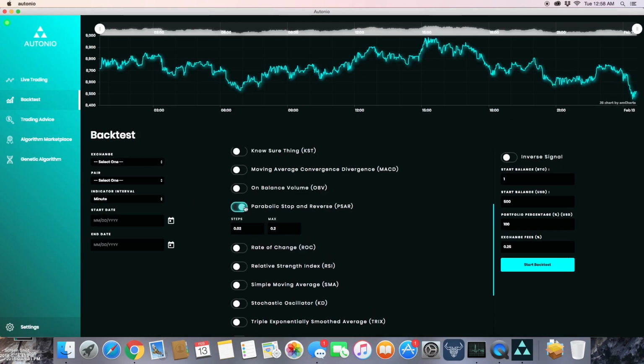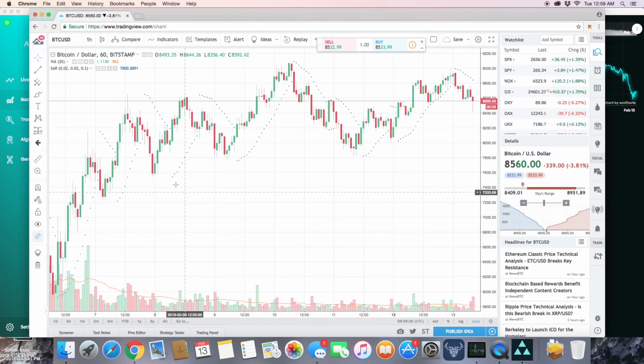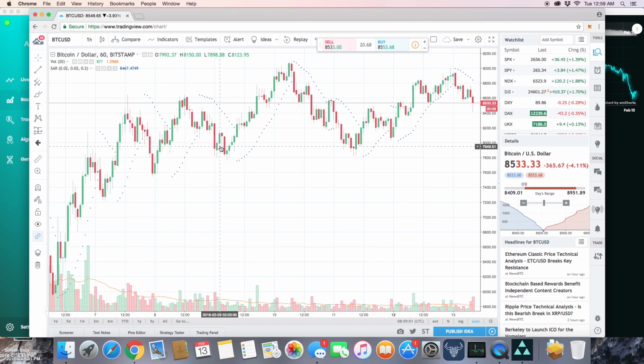And next up, we have the parabolic stop and reverse, or the PSAR. The PSAR is an indicator that forms a parabola composed of small dots that are either above or below the trading price. Let me pull up the Bitcoin chart, and you can see here we have PSAR below and PSAR above. When the parabola is below the asset price, it acts as a support and a trail stop area while indicating bullish uptrending price action.